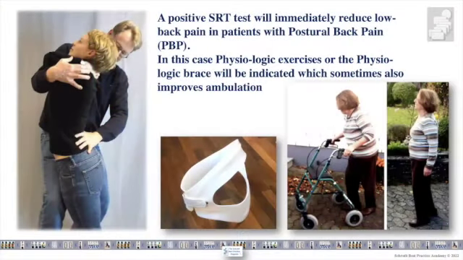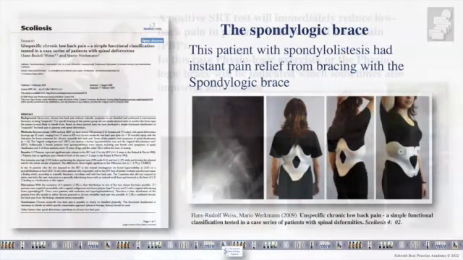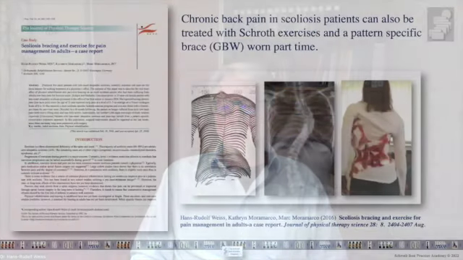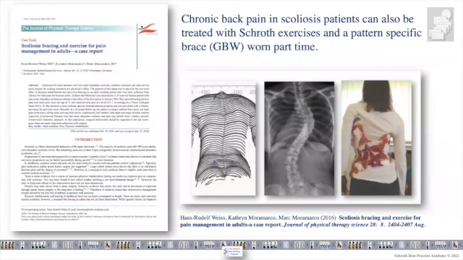When a positive sagittal realignment test will immediately reduce low back pain, physiologic exercises or the physiologic brace will be indicated, which sometimes also improves ambulation, as can be seen on the right. This patient with a spondylolisthesis and instability low back pain had instant pain relief from bracing with the spondylogic brace. Chronic back pain in scoliosis patients can also be treated with Schroth exercises and a pattern-specific Gensingen brace worn part-time.